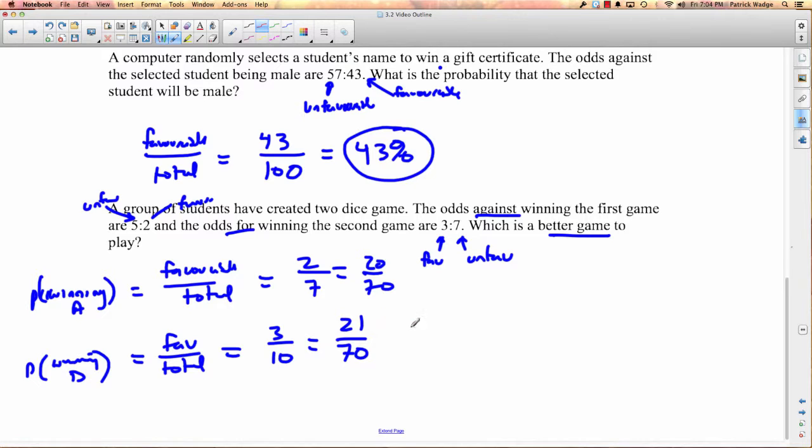Which game is more likely to be won? This game right here. Game B is slightly better. If you were to play 70 times, you'd expect that you'd win 1 additional time if you played game B. Okay, so one small concept in today's class, the difference between probability and odds, but in my opinion, a rather tricky concept. So be careful with it.